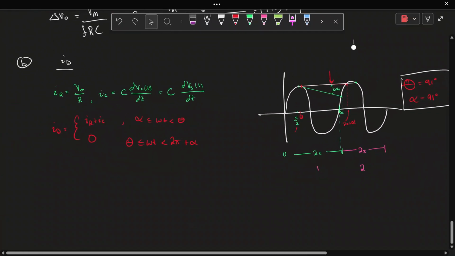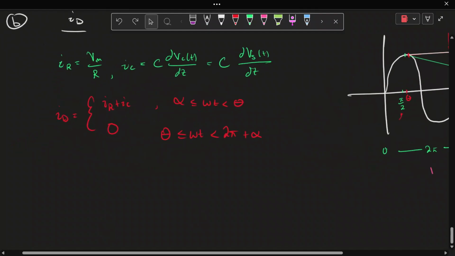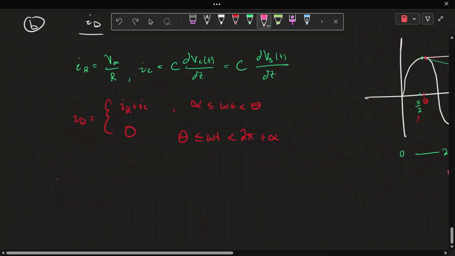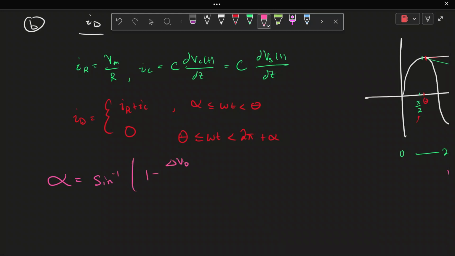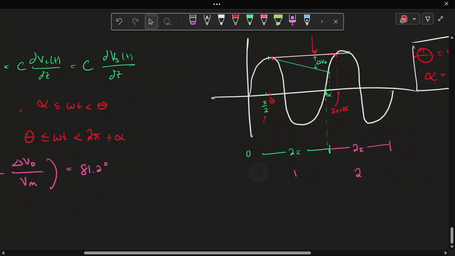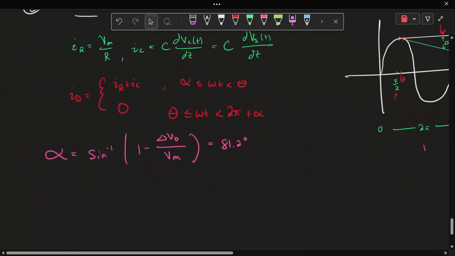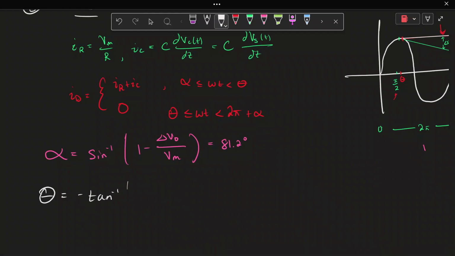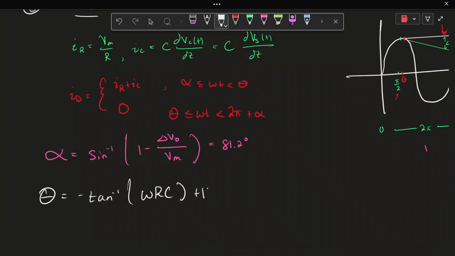Anyways, now that we've gotten that out of the way, we can now start solving, but now we need to find out what alpha is, the extinction angle. Alpha is going to be equal to the sine inverse of 1 minus the ripple divided by the amplitude. And this is equal to about 81.2 degrees. So to the left of your maximum, which is where we have it actually. And now we need to find out what theta is. Theta is going to be equal to negative tangent inverse of omega RC, plus 180 degrees. And this is going to be equal to 90.1 degrees, not percent, degrees.